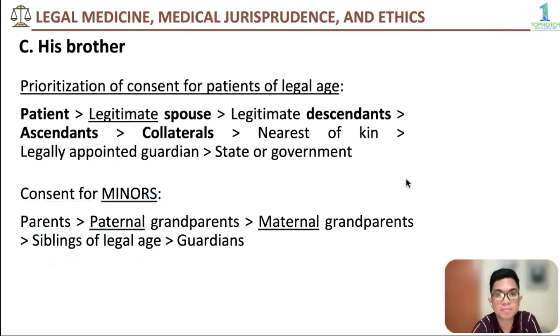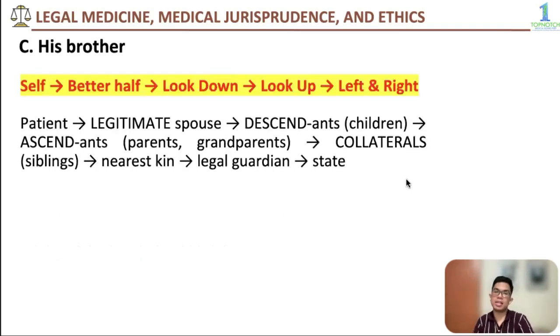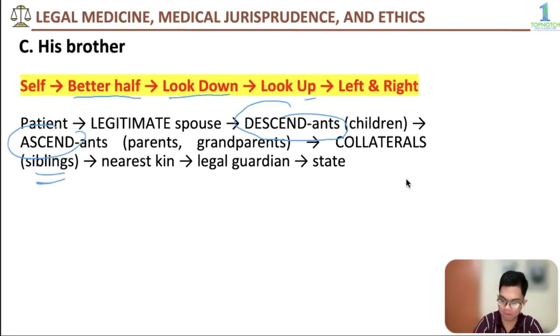Okay? So how do I remember it is self-first, so a patient who is of legal age and has a sound mind to make decisions, and then their better half, so a legitimate spouse, look down towards the descendants, look down, and then look up towards the ascendants, and then look left and right. So yun yung mga kapatid, no? And then nearest kin, so mga tito, tita, and other family members. Okay?